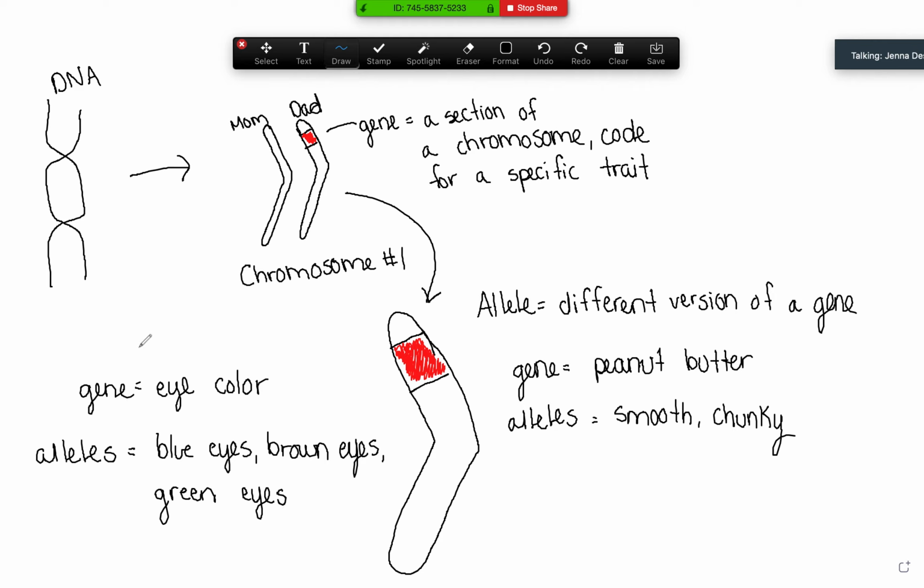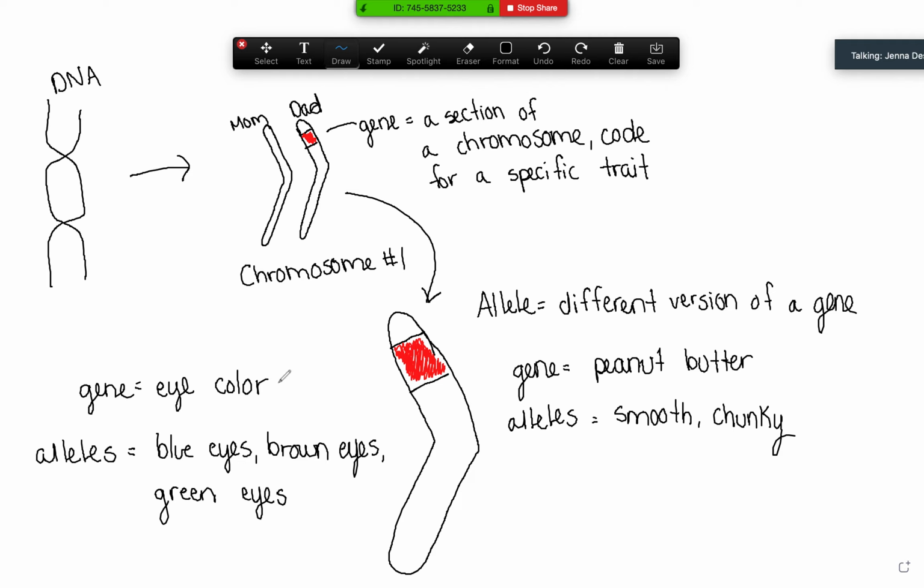Okay, the gene is eye color, it's more broad, and the alleles are more specific, being blue eyes, brown eyes, or green eyes. So that's how you can kind of think of an allele. It's just a different version of a gene. And how these alleles are paired together on your genes determines what traits you are going to have. So let's dive a little bit deeper into that.